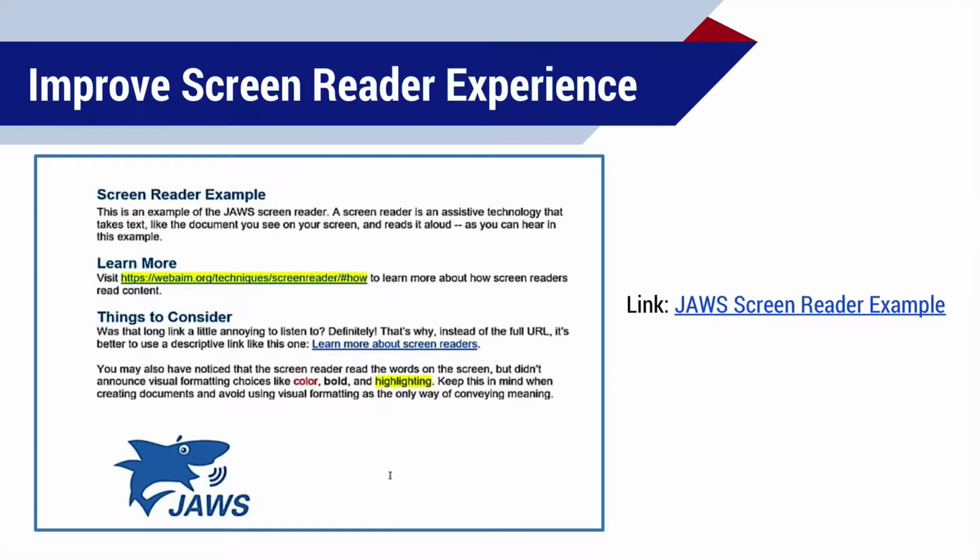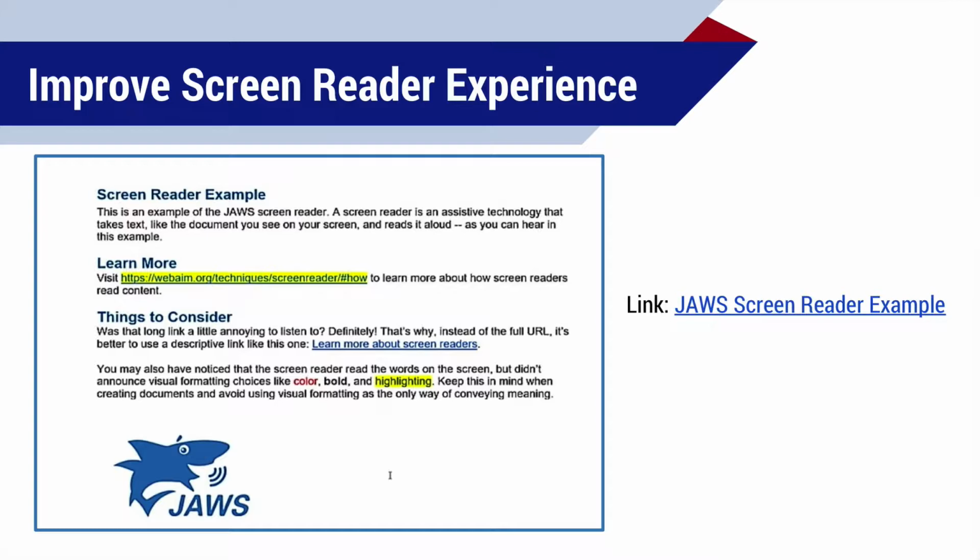Screen reader example. This is an example of the JAWS screen reader. A screen reader is an assistive technology that takes text like the document you see on your screen and reads it aloud as you can hear in this example. Learn more. Visit link https://webaim.org/techniques/screenreader/number out to learn more about how screen readers read content.